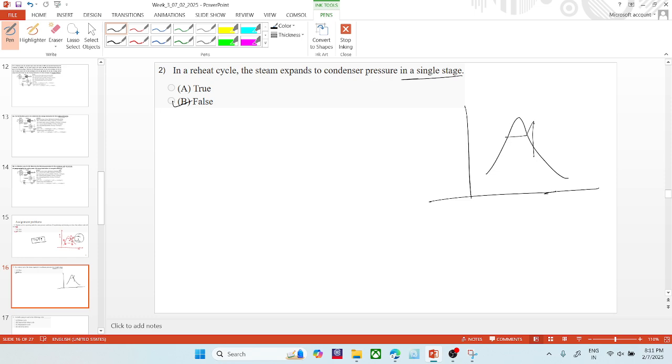If this is my reheating cycle, then we bleed some steam from here and then it matches like here, then it will go like this. So we bleed some fraction from it and the rest of the steam is expanded to the lower pressure P2. So this statement is false.